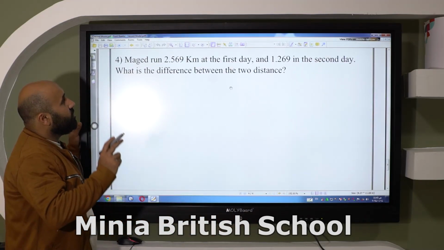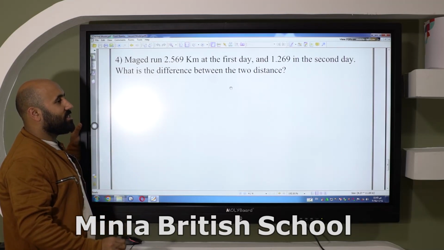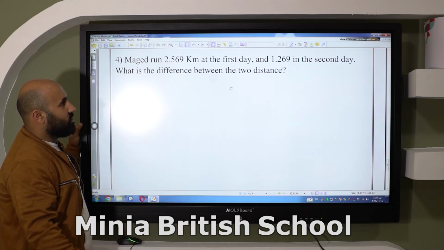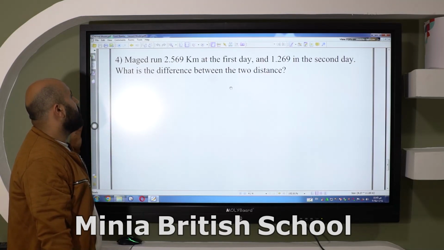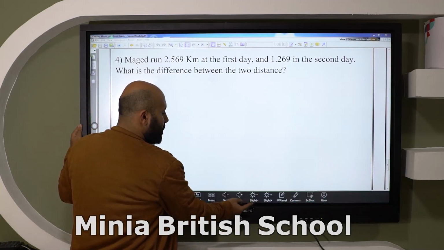Majid runs 2.569 kilometers on the first day and 1.269 on the second day. What is the difference between the two distances?